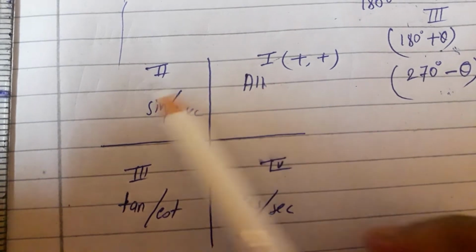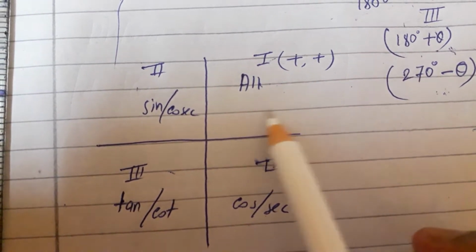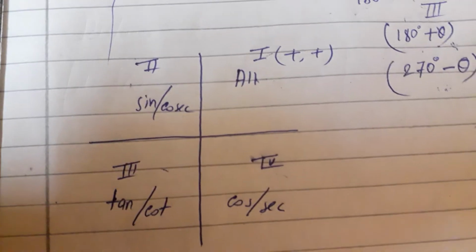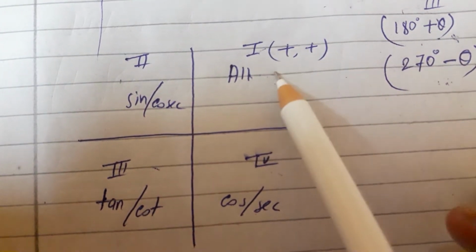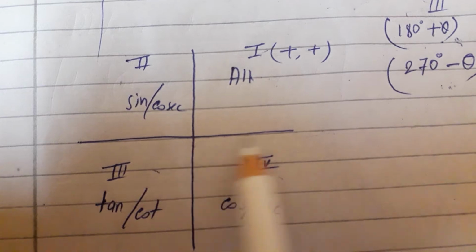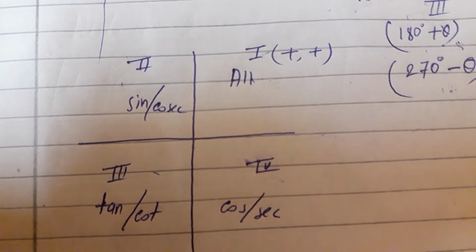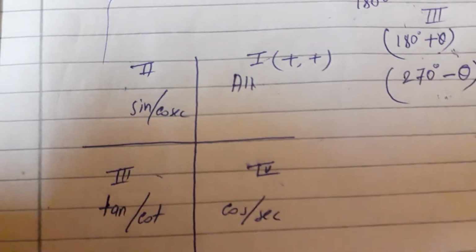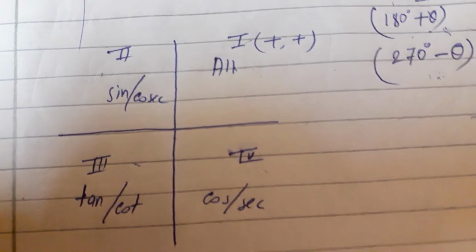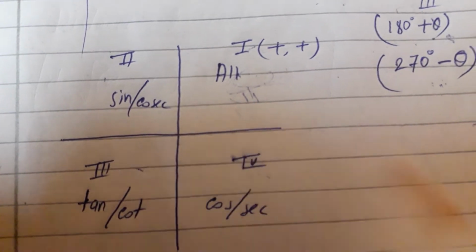See, this is the first quadrant, this is the second, this is the third, and this is the fourth. Now see, we all know that the first quadrant contains all the positive values. Here I have already written plus plus. So this first quadrant will include all the trigonometric ratios or all the trigonometric functions. All means sine, cos, tan, sec, cosec, cot. Okay, all the trigonometric functions will be included in this first quadrant.